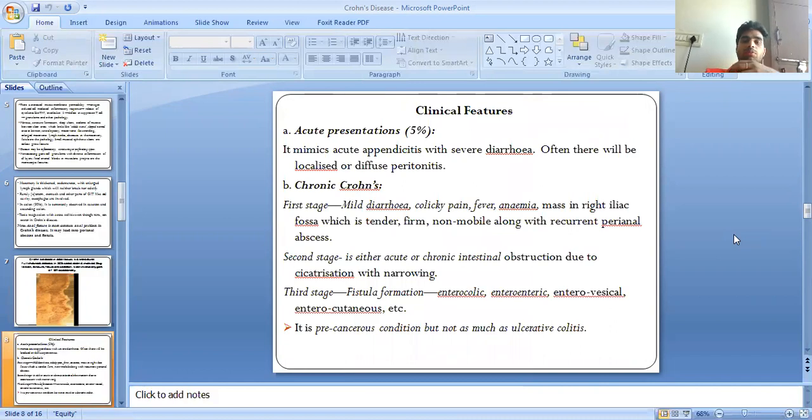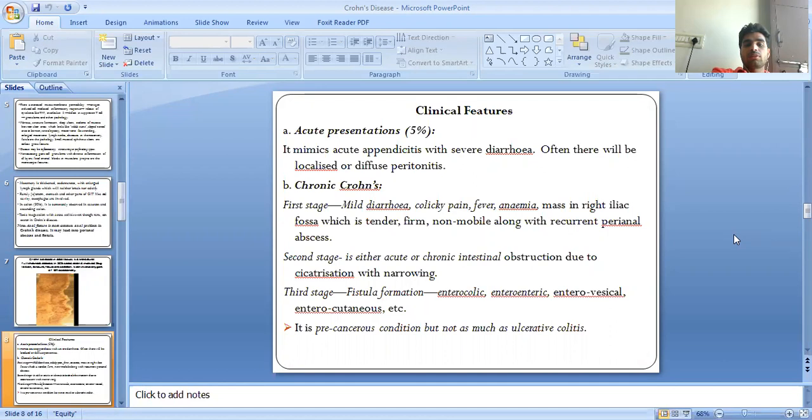Clinical features: acute presentation mimics acute appendicitis with severe diarrhea, occasional diffuse peritonitis. In chronic cases, first mild diarrhea, colicky pain, fever, anemia, tenderness in the right iliac fossa.